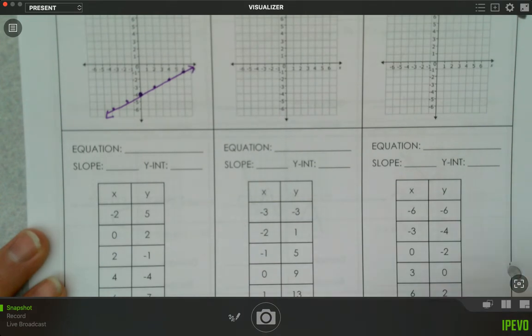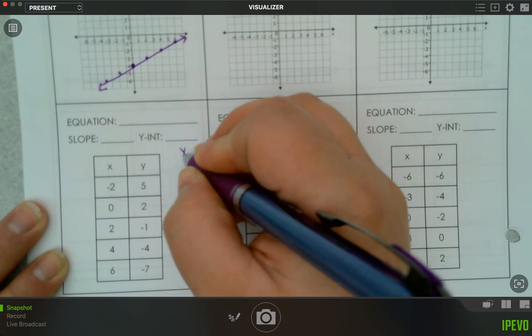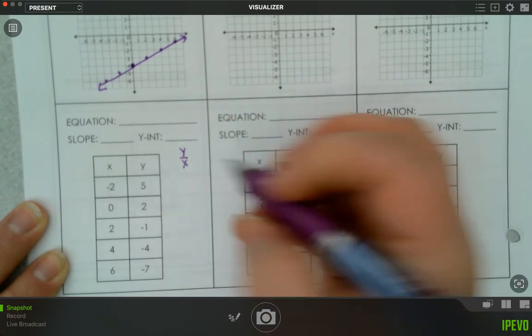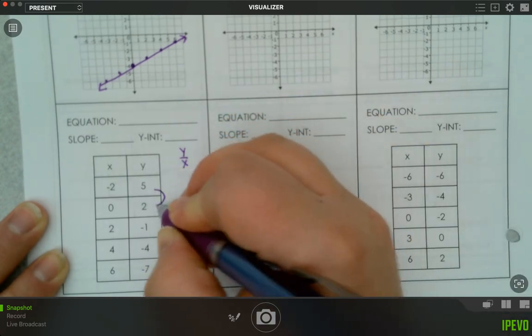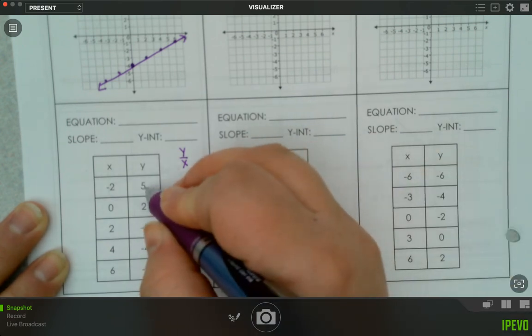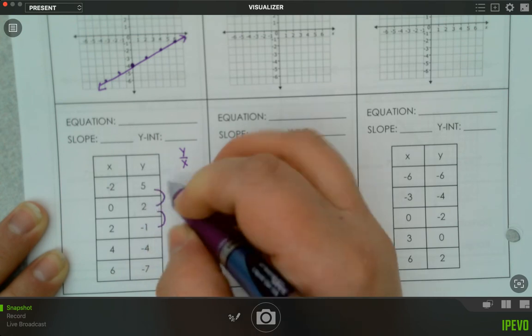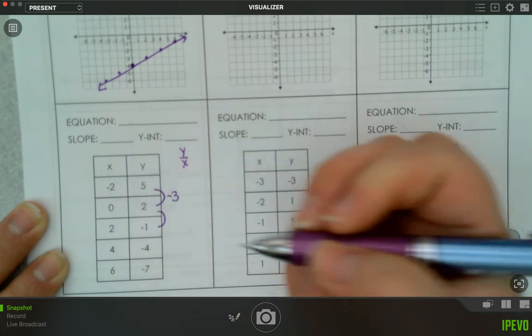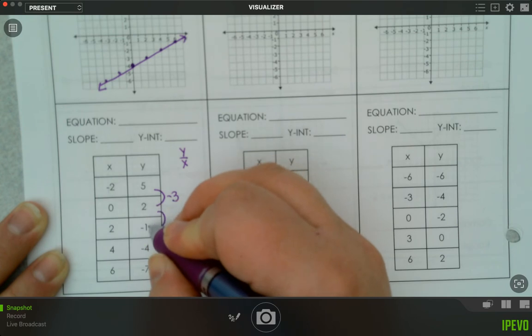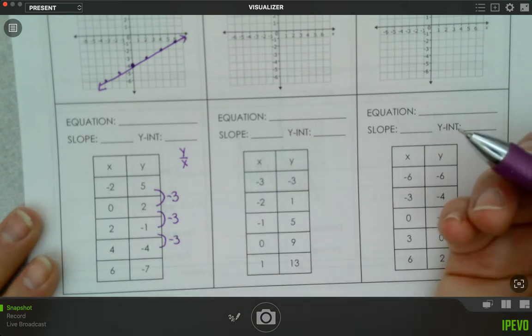And that's how I started every problem so far. For the slope, remember that it's y over x. So you have to go look at what's happening with the y values. And it shouldn't matter where you look. These are going down by 3 because 5 minus 3 is 2. 2 minus 3 is -1. -1 minus 3 is -4, and so on.